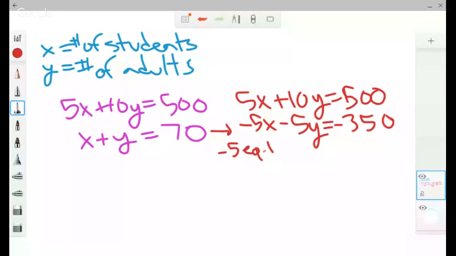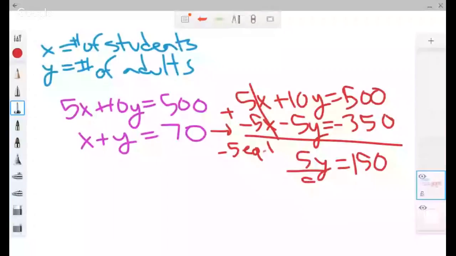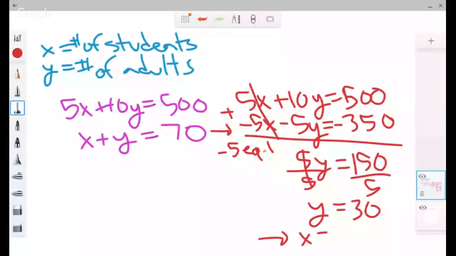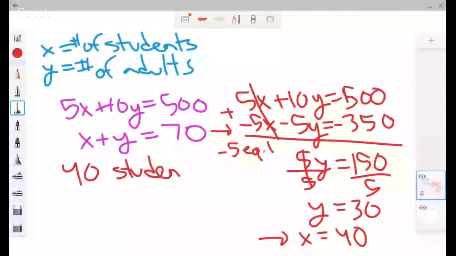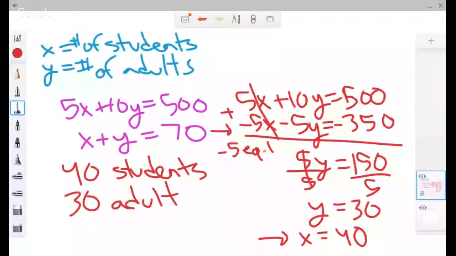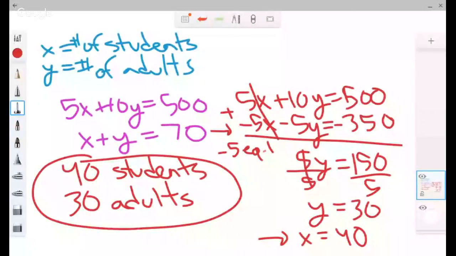Okay, so you have this set up here, and now I add the two equations. The x's cancel. I get 5y equals 150, divided by 5, divided by 5. So y is 30. Okay, which means that x, if x plus y is 70, x has to be 40. So there are 40 students that went, or 40 student tickets that were sold, and 30 adult tickets or adults that came. Okay, so that would be your setup for that one. And again, you could do substitution, you could do elimination, it doesn't matter.